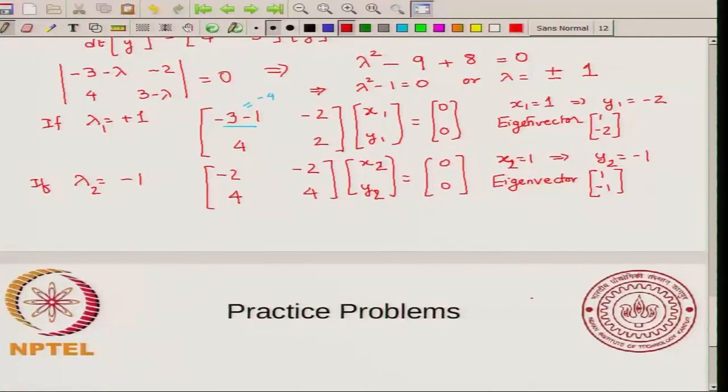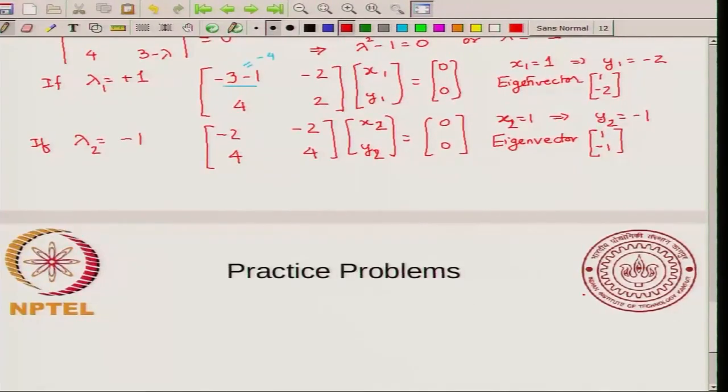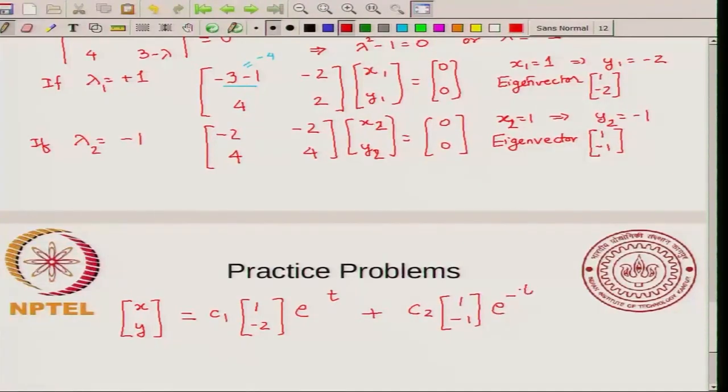Okay, so we have the two eigenvalues and two eigenvectors, and now we can write the general solution. So the general solution is in the following form: x, y is equal to, I take the first eigenvector, which is 1, minus 2, multiplied by c1, and then I put e raised to this eigenvalue lambda 1 t. Lambda 1 is just 1, so e raised to t. And the second term, C2, 1, minus 1, e raised to minus t.